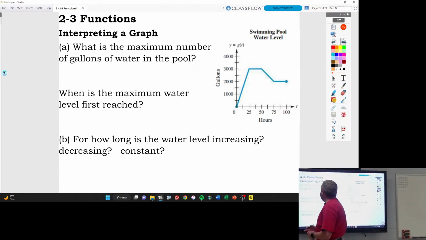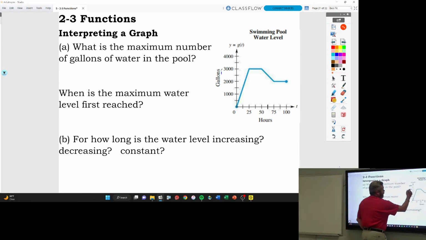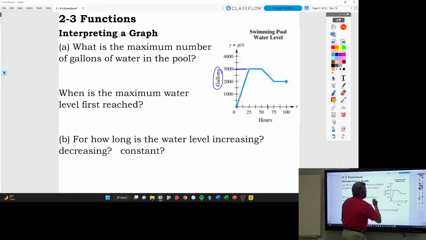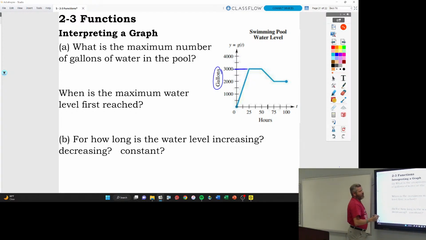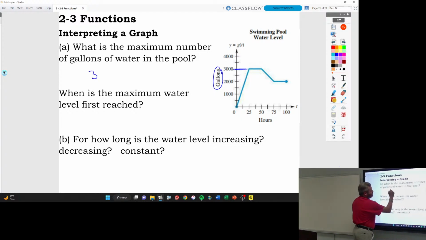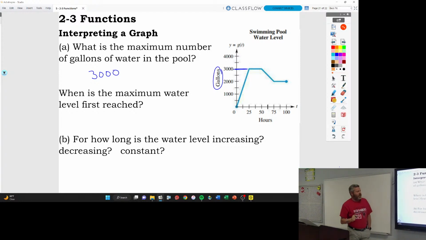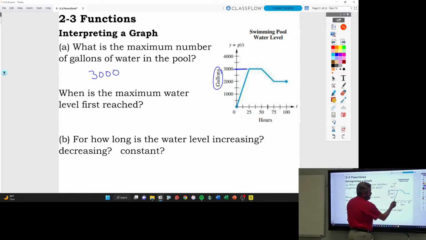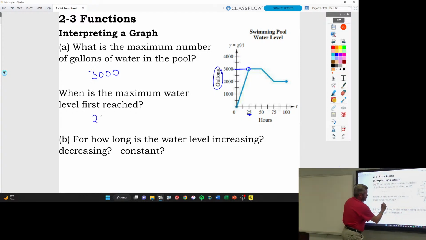What is the maximum number of gallons of water in the pool? Well, the y-axis represents gallons, and the highest this graph gets to is 3,000. So the maximum number of gallons in the pool is 3,000. When is the maximum water level first reached? Well, at time 0, there's no water in the pool. And then over time, it's increasing, and then finally it hits 3,000 at 25 hours. So it took 25 hours to fill that pool up to 3,000 gallons.